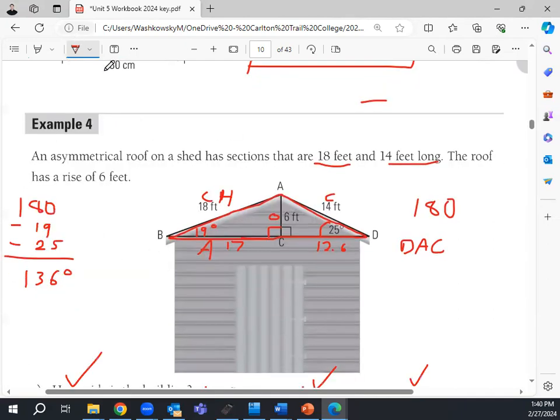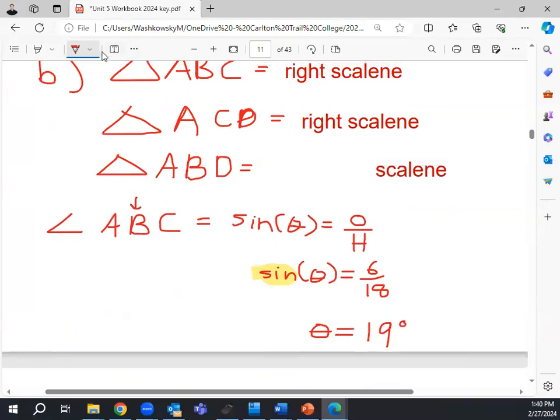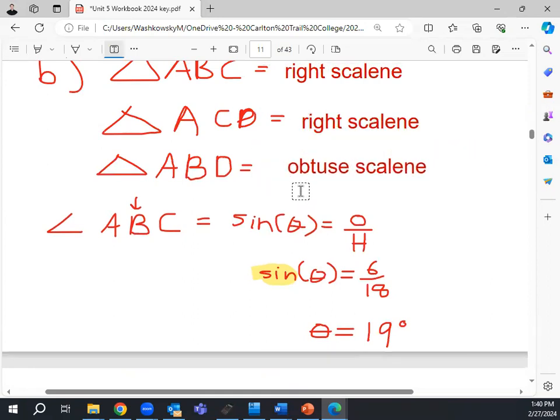So my question for you is, if I know angle A is 136, what type of triangle is it? Is it acute, right, or obtuse? It'd be obtuse, because one of your angles is bigger than 90. So what is this triangle? It is an obtuse scalene triangle. So a lot of work to get to that information, but we needed some type of proof. That gives us our proof.